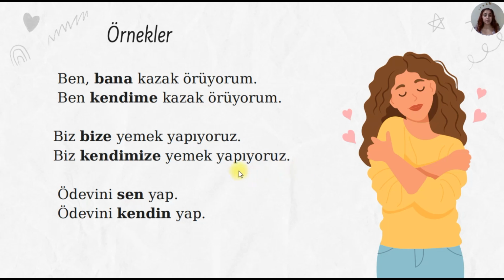And the last one. Ödevini sen yap. This is an imperative sentence. Do your homework. Yap. Do your homework. And sen is the subject, you, and I want to say do your homework by yourself. And this by yourself can be kendin. Ödevini kendin yap. Do your homework by yourself.